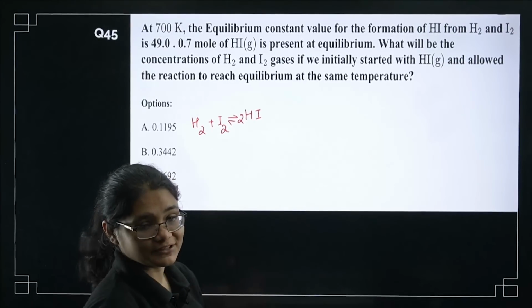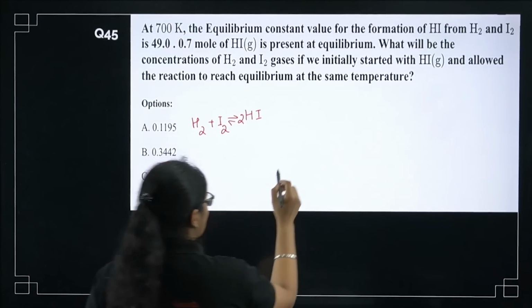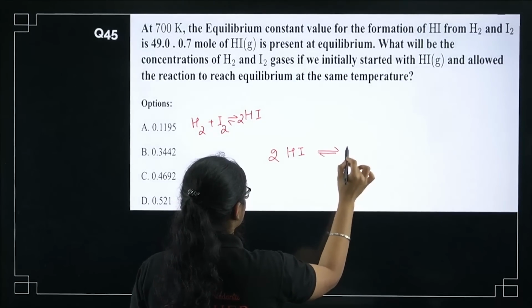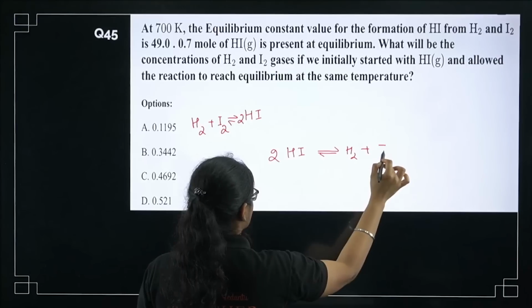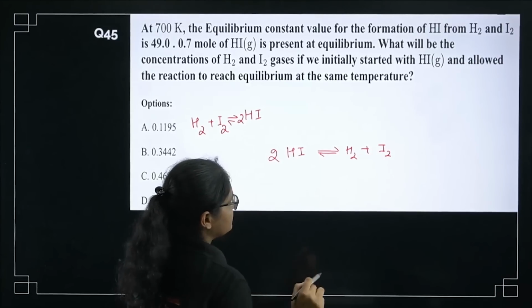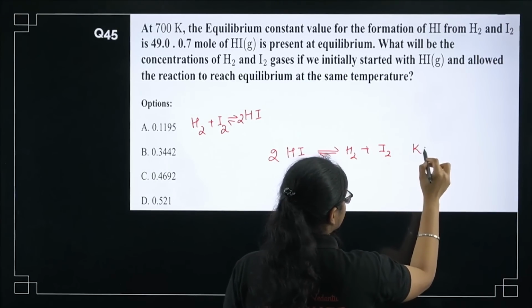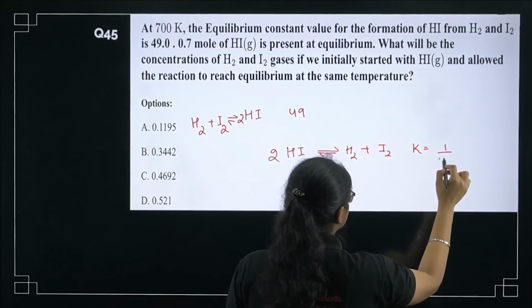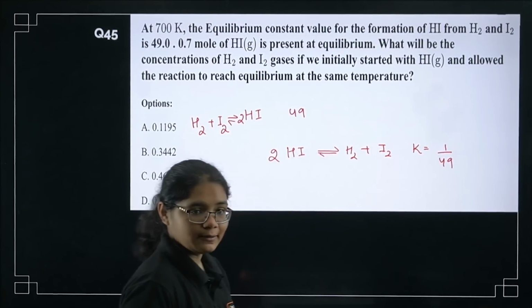So if you are initially starting with HI, then what will be the reaction? The reaction will be like this, right? So this is the opposite of this reaction. So what will be the K value for this reaction? This reaction K value was 49. If I have reversed the reaction, this reaction K value will be 1 by 49.